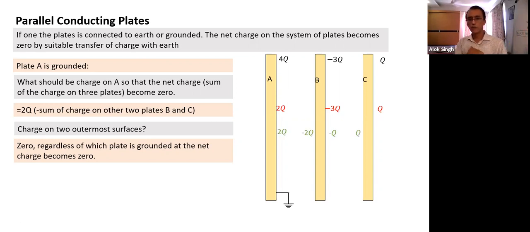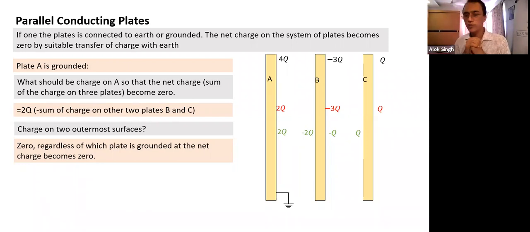Once these 2 outer surfaces are 0, this charge becomes 2q, so this automatically becomes minus 2q. This charge is minus 3q, so this becomes minus q, and this becomes q. This is the charge distribution: 0, 2q, minus 2q, minus q, q, and 0. That will be the final charge distribution.